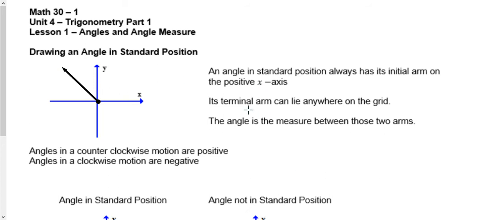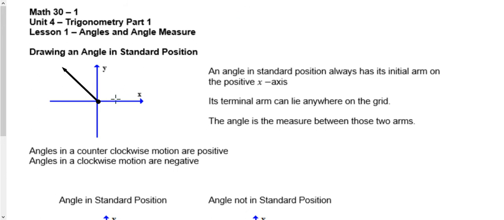The angle is always going to be measured between your initial on the x-axis and your terminal arm. We have two different ways to measure an angle. The first way is in the counterclockwise motion. So starting from your initial, you go counterclockwise, and that's going to be our primary positive way to calculate the angle.